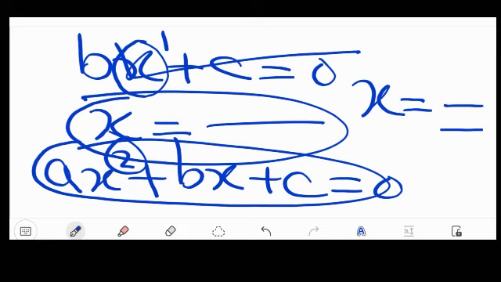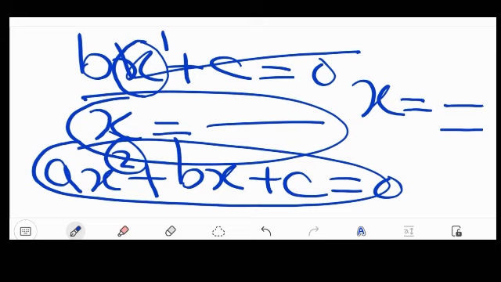Instead of x, if you write the first value, and instead of x, if you write the second value, both must satisfy the equation. Otherwise, if even one or both do not satisfy the equation, it means your solution is wrong. The question solution is not correct. You will have to make it correct.